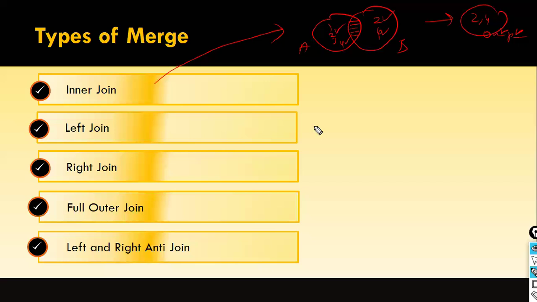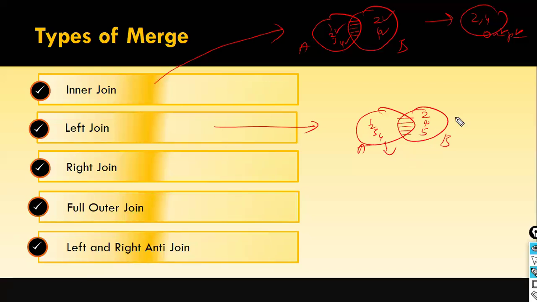Next one is the left join. Same Venn diagram, same values, 1, 2, 3, 4, and here you have 2, 4, and let's say I'll put an additional value, 5. So what is a left join? The matching values between the two tables and the non-matching values from the left side of the table.